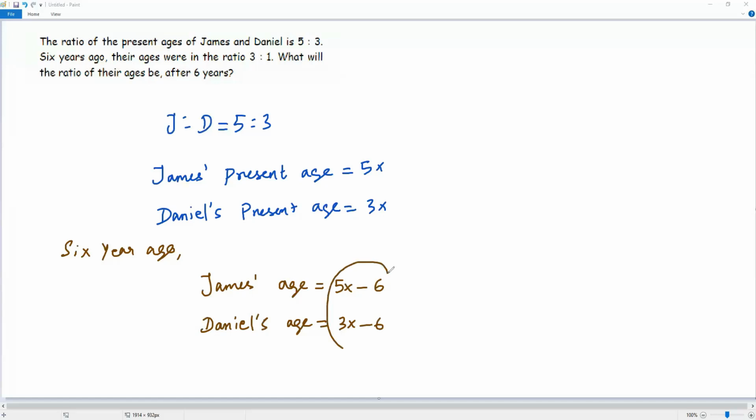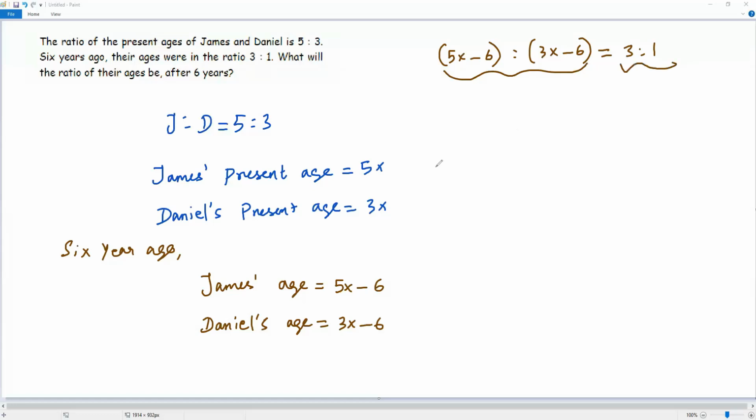Okay, now I'm going to write the ratio between the ages of James and Daniel 6 years ago. I'm getting 5x minus 6 to 3x minus 6. So this is the ratio between the ages of James and Daniel 6 years ago. But this ratio is given in the question itself, that is 3 to 1. So 3 to 1 is the ratio between the ages of James and Daniel 6 years ago. So this ratio can be equated to 3 to 1. The reason is both the ratios represent the same thing, that is the ratio between the ages of James and Daniel 6 years ago.